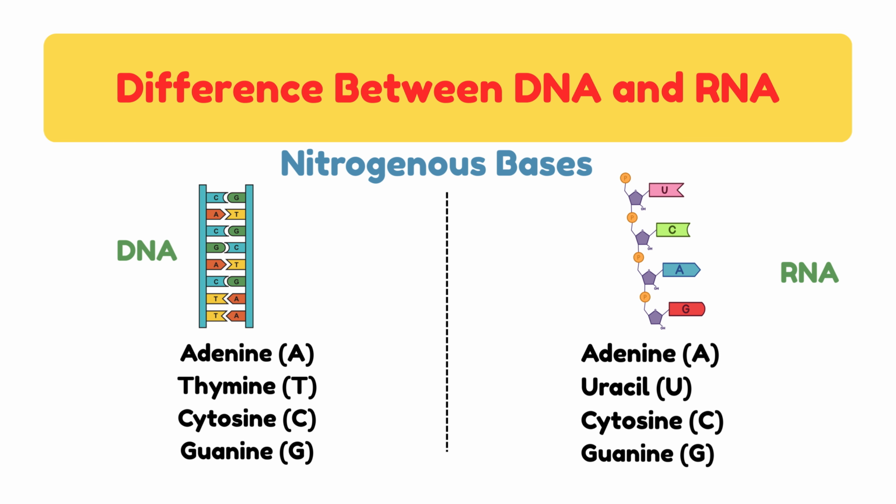Nitrogenous bases. DNA uses 4 bases: adenine, thymine, cytosine, and guanine. A, T, C, and G. RNA also uses A, C, and G, but replaces thymine, T, with uracil, U.